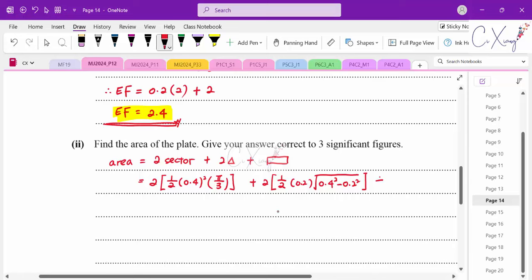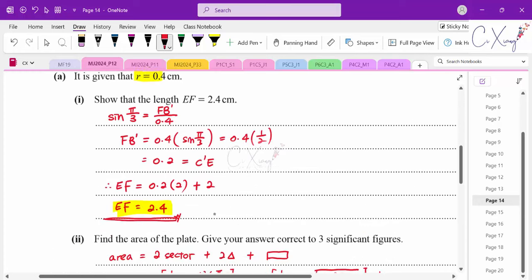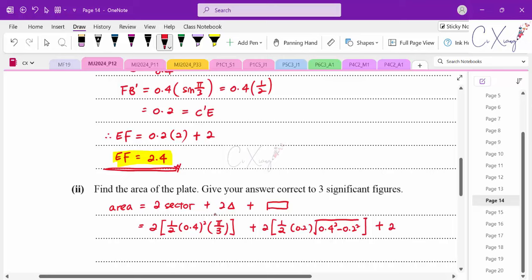Then plus the rectangle area. So what's the rectangle area again? It is 2 times the height also, right? So I take the 2, which is the base, and multiply it with the height.